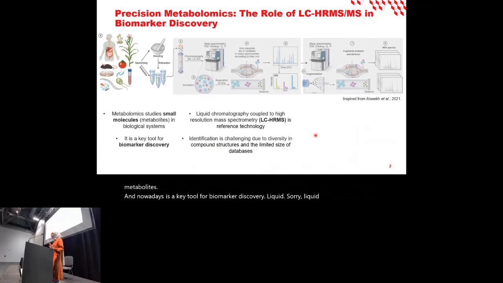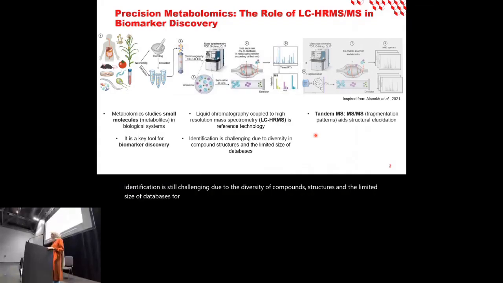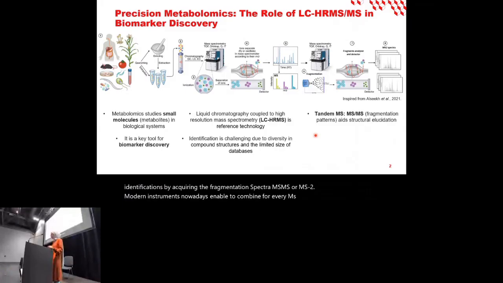Liquid chromatography coupled to high-resolution mass spectrometry is a reference technology in this field. However, identification is still challenging due to the diversity of compound structures and the limited size of databases. For this, tandem mass spectrometry enables identifications by acquiring the fragmentation spectra, MS2. And modern instruments nowadays enable combining, for every MS1 scan, several MS2 acquisitions using different protocols.